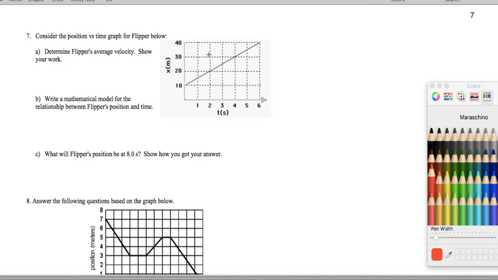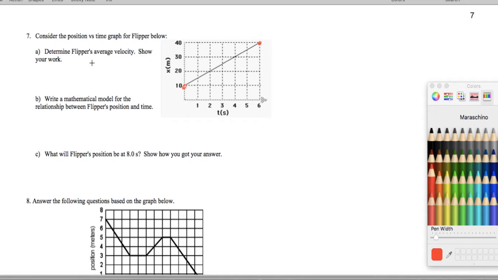Let's determine Flipper's average. What is Flipper? I think it's supposed to be a dolphin, but what if it's not? What if it's like a velociraptor, like a philosophical velociraptor, or a toaster? I'm gonna pretend Flipper is actually a toaster. So we're gonna determine Flipper's average velocity. Show your work. Okay, fine. Gosh, not to get all aggro about it.